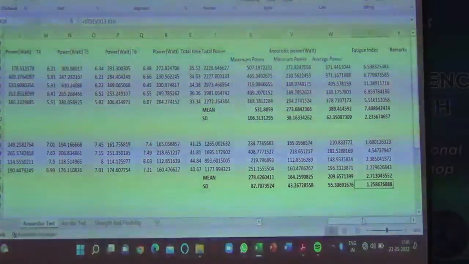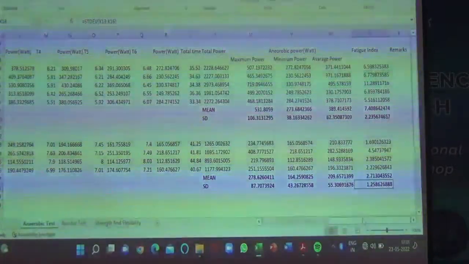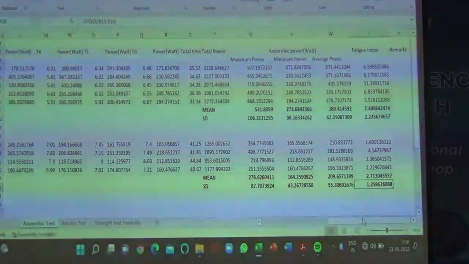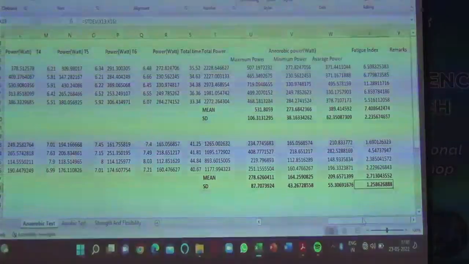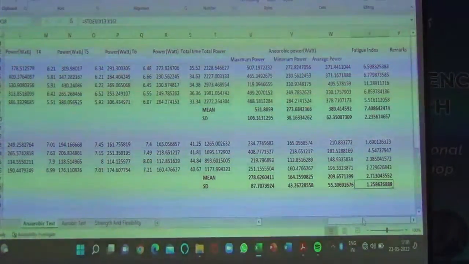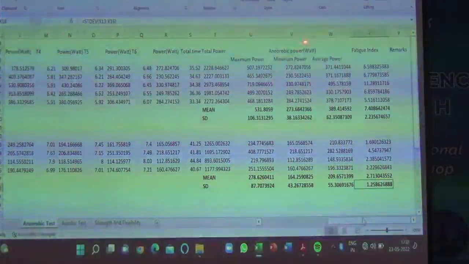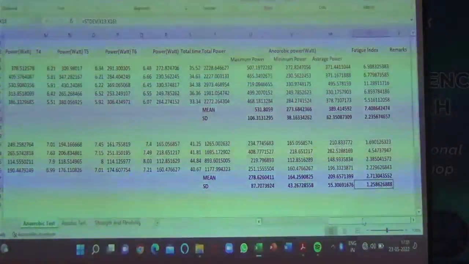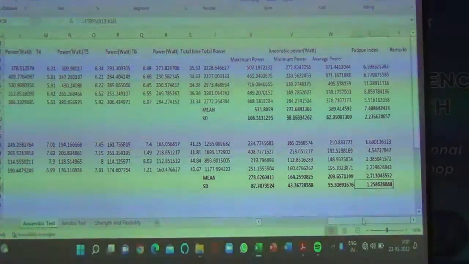Please everybody have a look at this real-time data. I have omitted the details, the name of the athlete and so on, as per ethics. So just have a look at it. This is how you can fix your data.